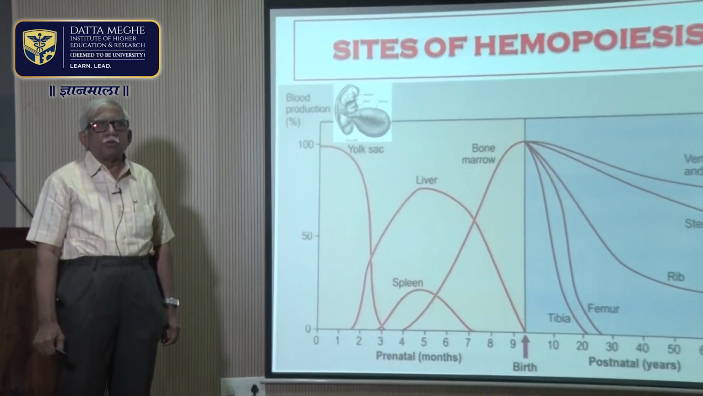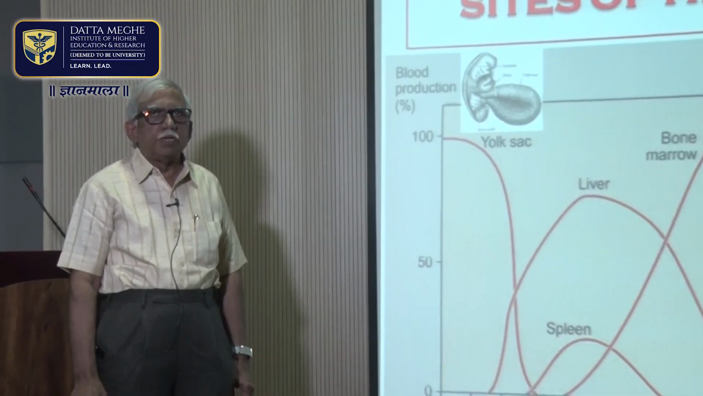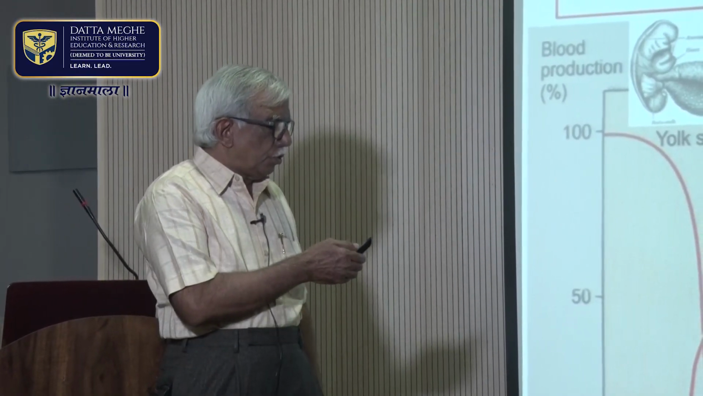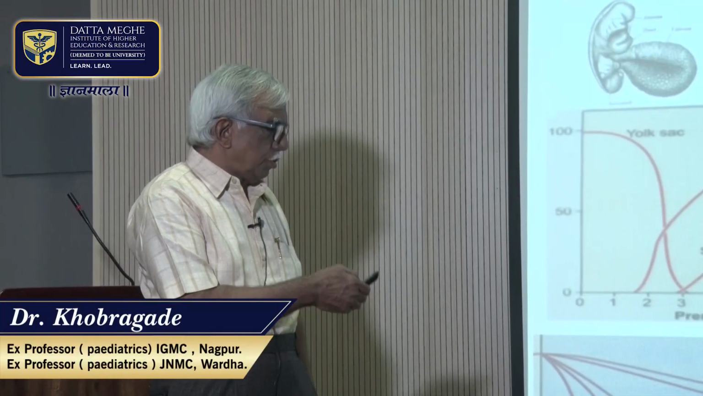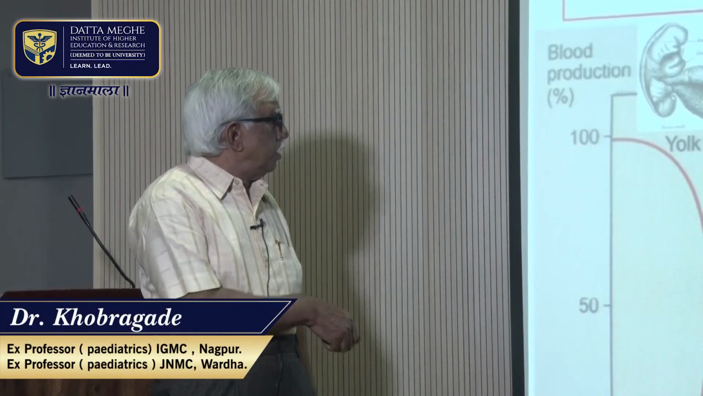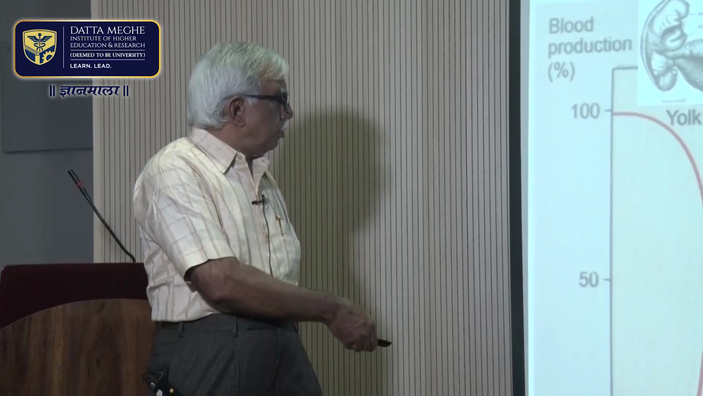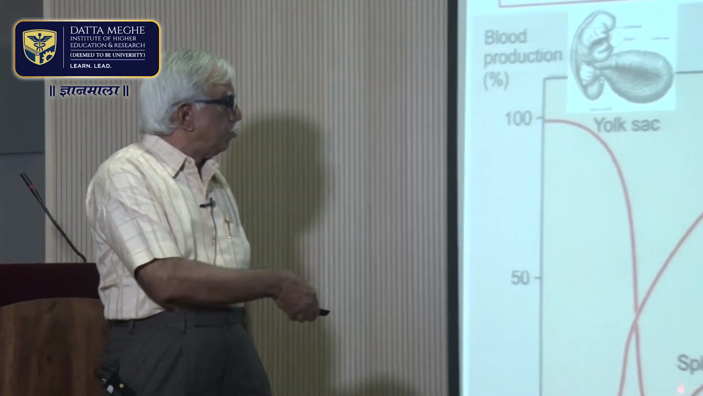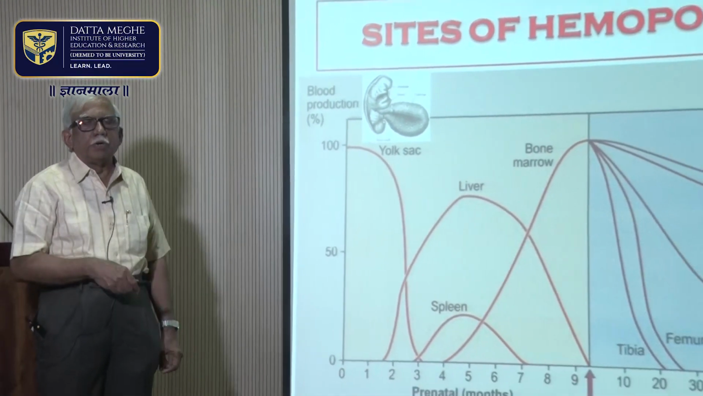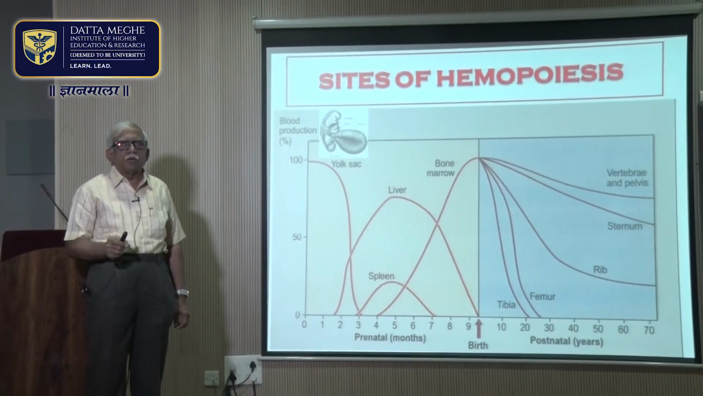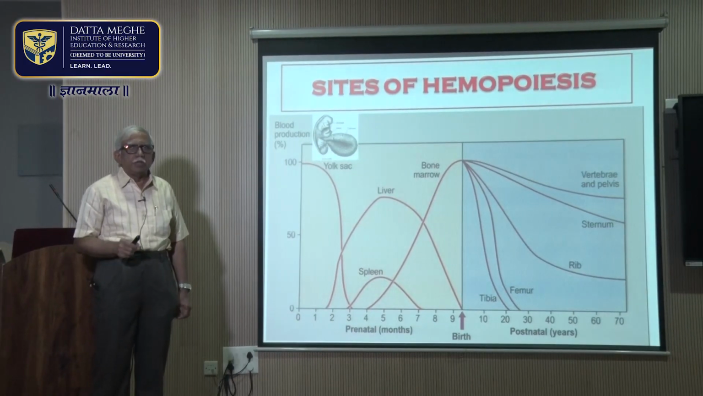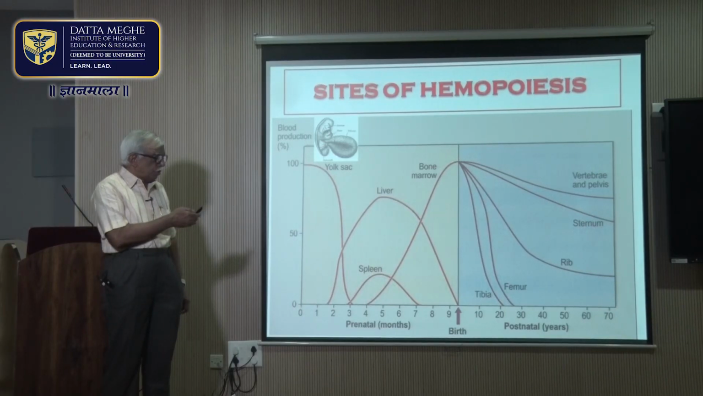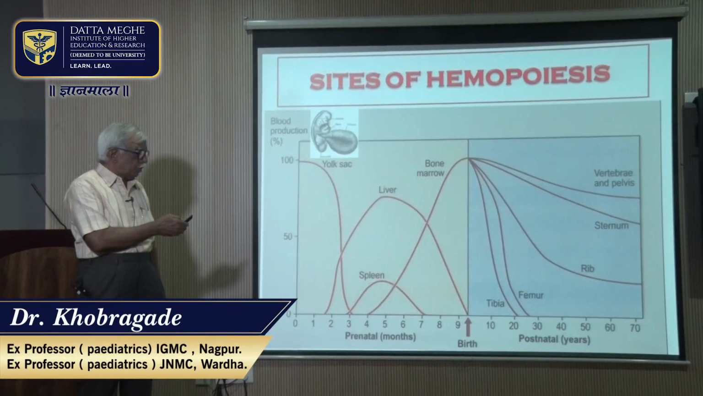and that type of hemoglobin produced is known as embryonic hemoglobin, which contains the zeta polypeptide chains. Then, during the fetal life, the liver takes over the function, the spleen also takes over the function, and ultimately the bone marrow. So these are the three sites of erythropoiesis and hemoglobin formation in fetal life, and they have different polypeptide chains during this period.